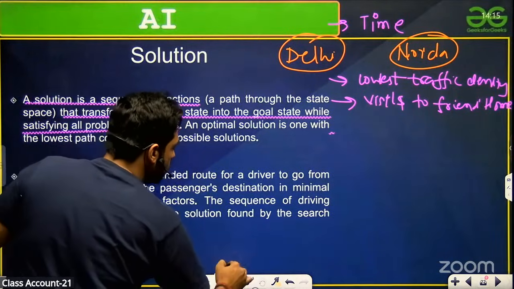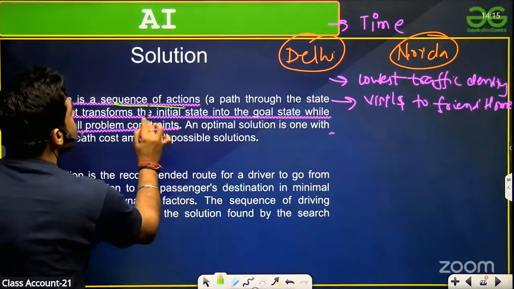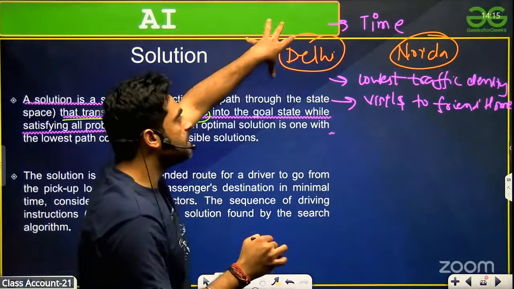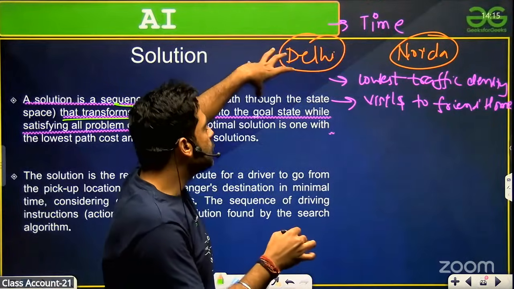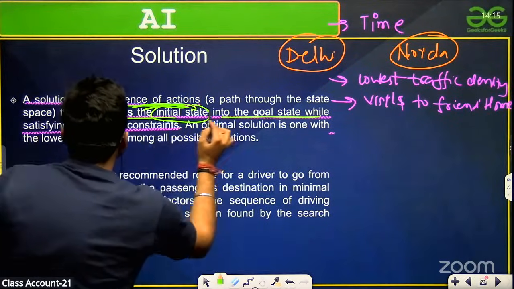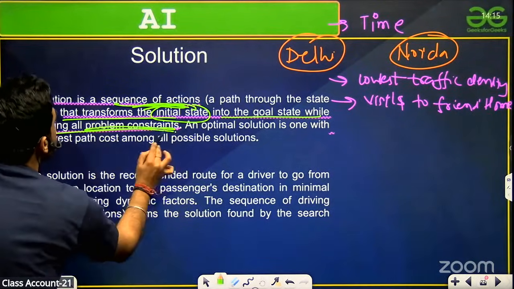Okay, what is the solution? It is the sequence of actions that transforms the initial state, where I am presently in Delhi, since I want to travel from Delhi to Noida, into the goal state while satisfying all the problem constraints.